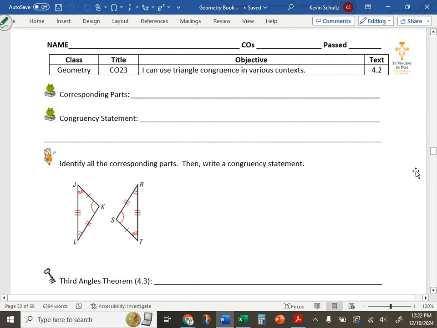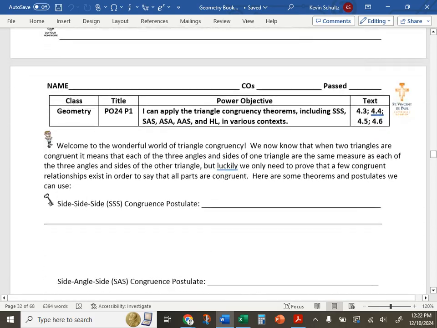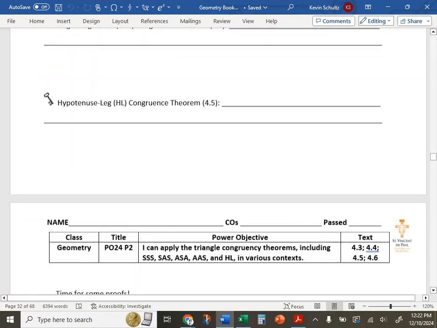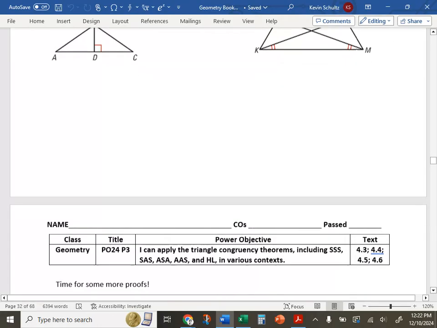We are cruising on to CO23, which even though it's a CO, you should still do your homework. Still important, okay? And we're talking about corresponding parts. And this is the last objective before the four-parter of doing proofs.